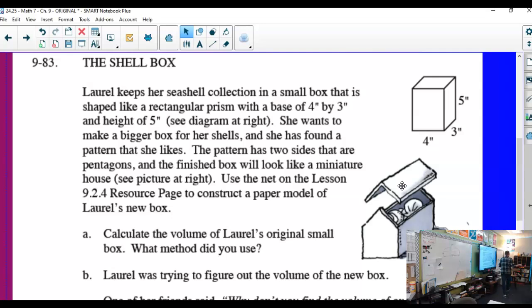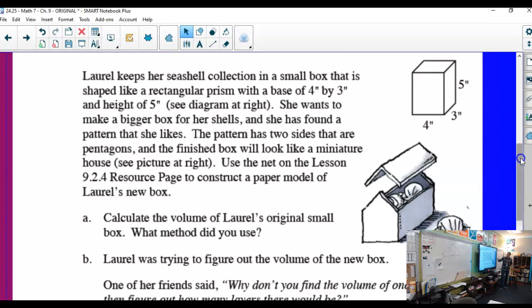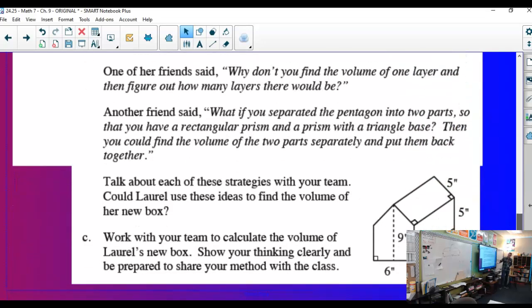But not every box is a rectangular prism box. I mean, if you're at Amazon, probably every box is a rectangular prism box. But we're looking at this box, and what the problem is talking about, they're asking which one will hold more seashells, right? Because she's collecting seashells and she wants to put them in a box. So we need to find the volume of this prism.